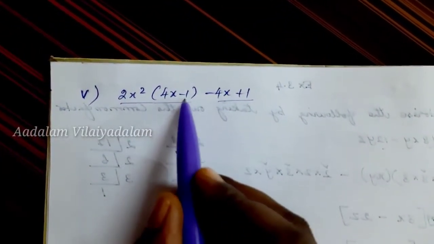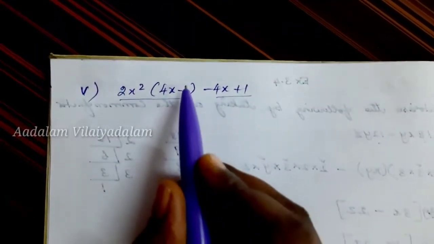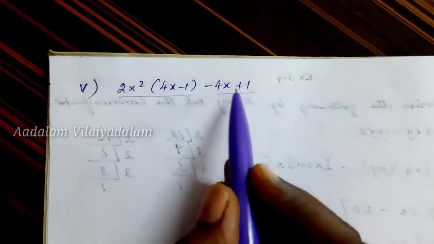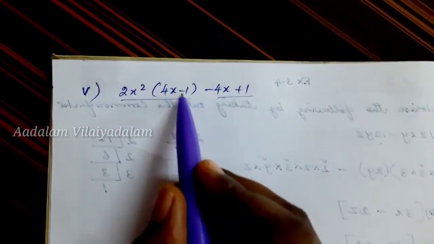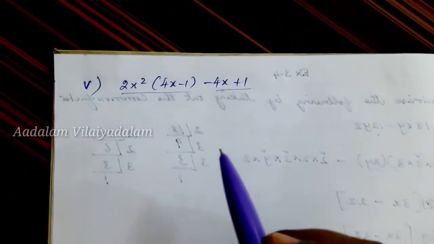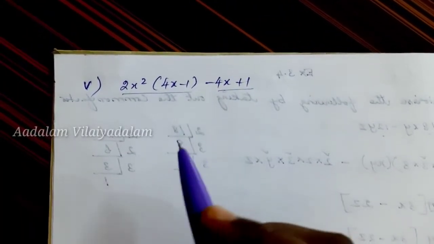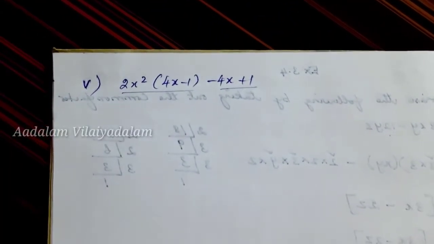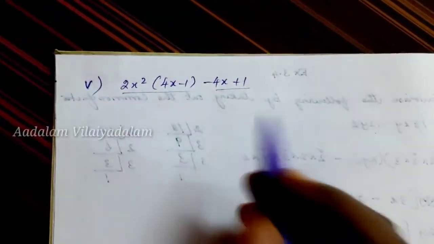So we have 4x − 1 here, and 4x + 1 here. The numbers are the same, but the sign alone is different. Here there is a minus, here we get a plus. So what shall we do to change the sign? We can do it by interchanging the sign, so the values will change. So we are going to interchange the sign.